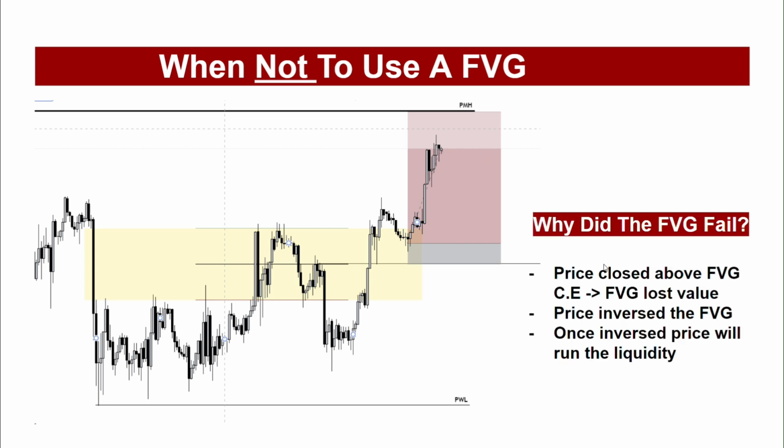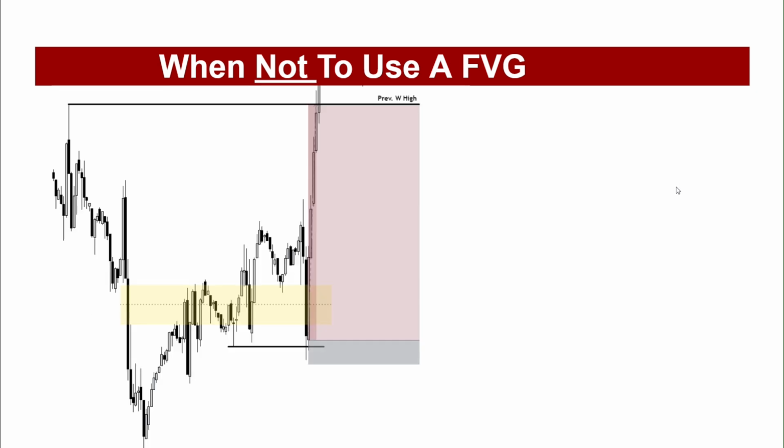So why did the fair value gap fail? Price closed above the fair value gap consequent encroachment, and the fair value gap lost value, and the IFVG gained value. Price inversed the fair value gap, and then we saw that once inversed, price will run the liquidity. So last one here, and then we're going to wrap it up, but when not to use a fair value gap. So we don't want to use a fair value gap here.